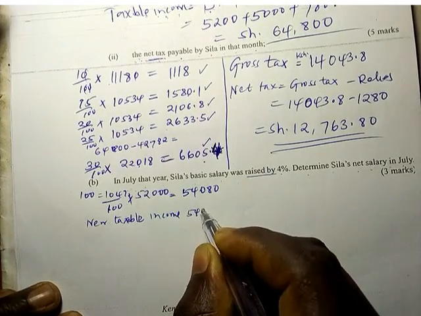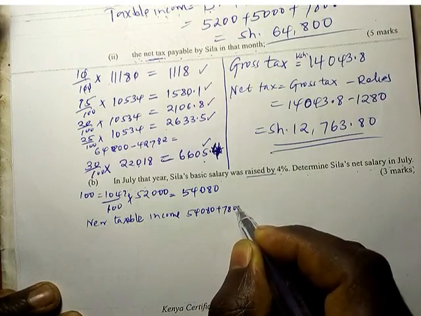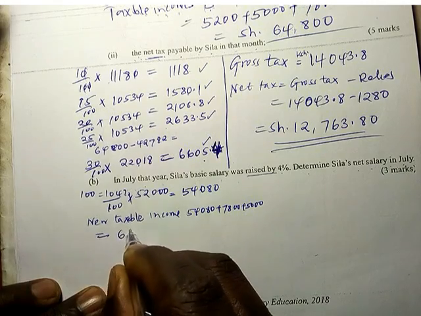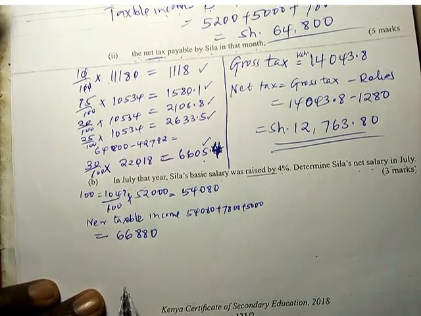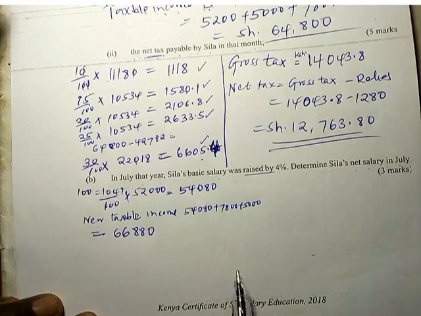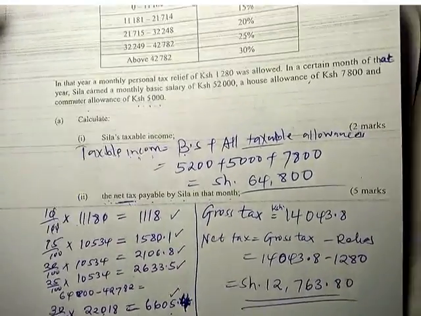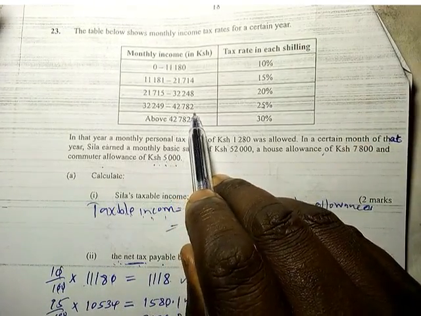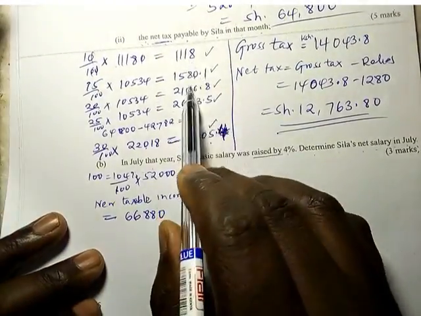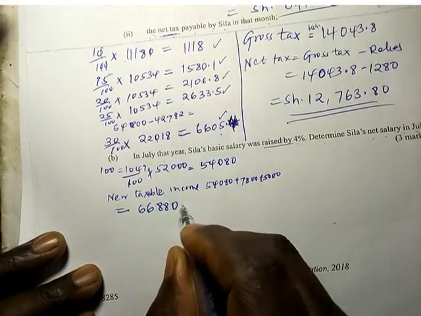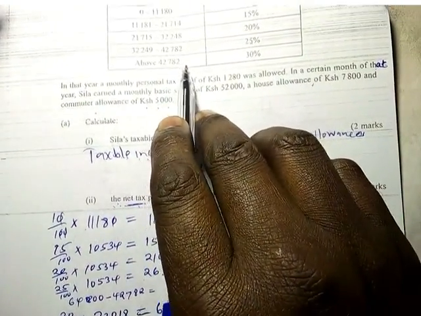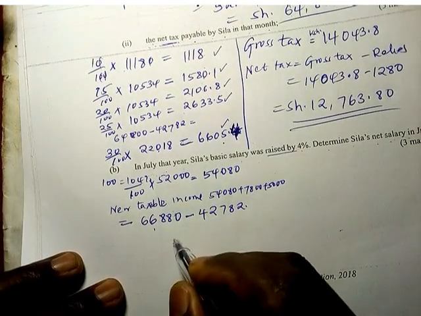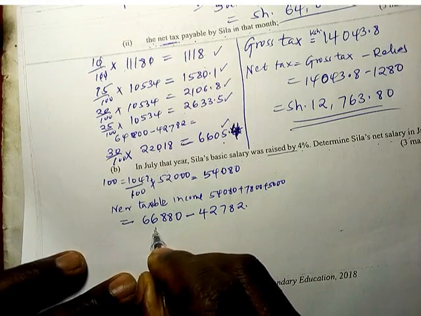So it means the new taxable income will be 54,080 plus 7,800 plus 5,000. So the new taxable income is going to be 66,880. But we know that when taxed from 10% up to this percent, it ends at 42,782. So we want to get the above. So we subtract this taxable income and this one to see which one is above. The amount that goes above is 42,782.